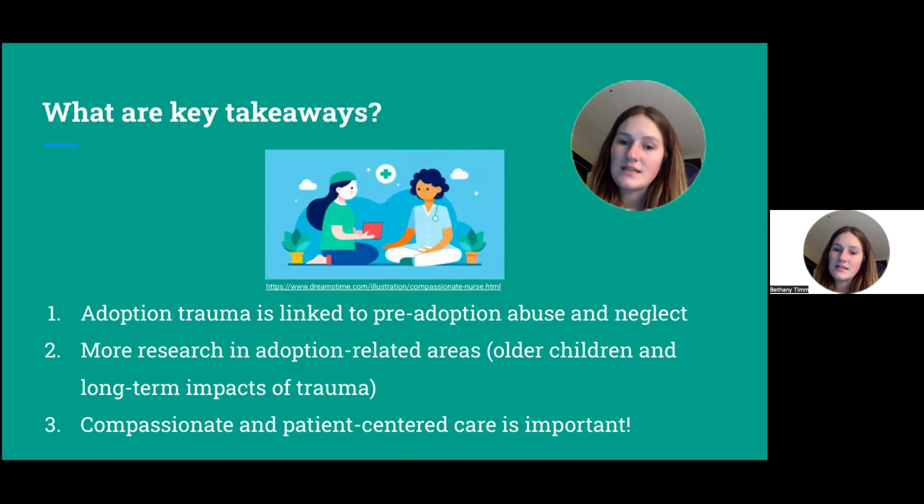Second, more research is needed in adoption-related areas. While there are a lot of studies touching base, they are smaller studies and there should be more on different age ranges and groups and seeing what is actually being experienced and what the long-term impacts are. Third, compassionate and patient-centered care is so important. It's so important that mothers feel supported and that they can make this process not as heavy as it is, and that they can just have a happy and healthy family and happy kiddos overall.